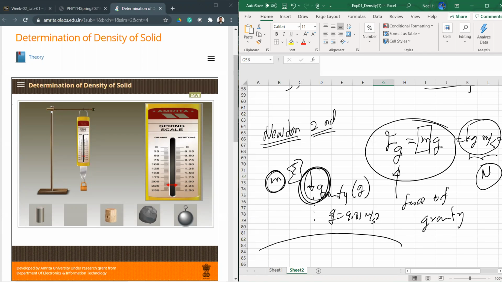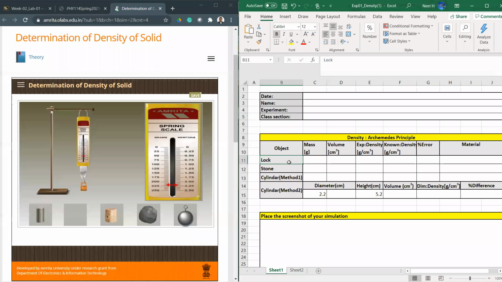Okay, then let's measure the mass of the 3 objects first. We will calculate the density in this experiment: the lock, the stone, and the cylinder. There are 5 objects here. We can do all, but it's not really meaningful, since we're going to repeat the same calculation. Let's do the lock, stone, and the cylinder, okay?